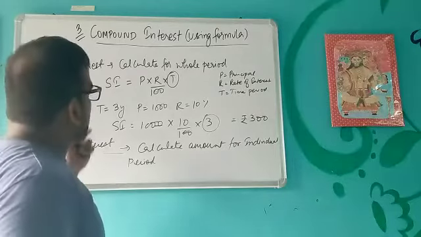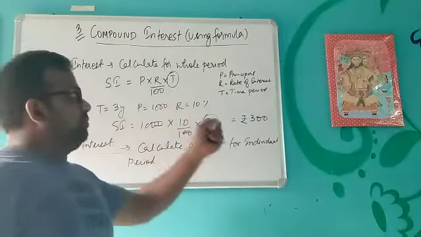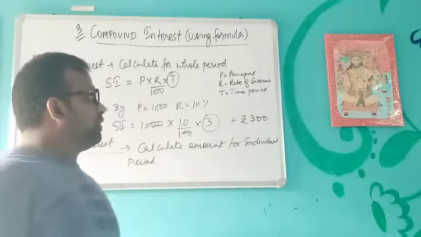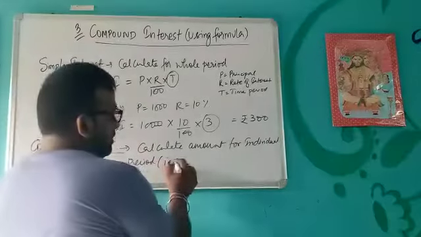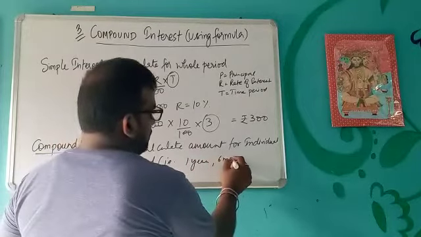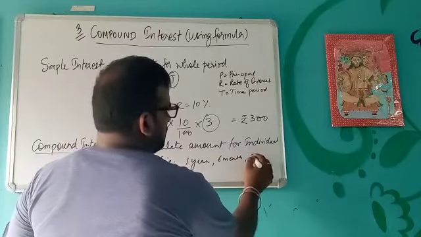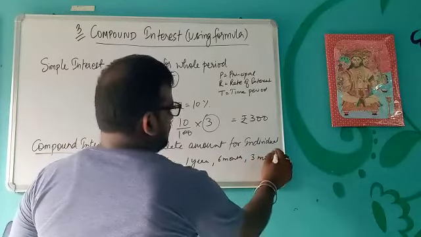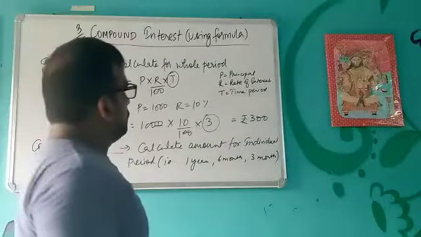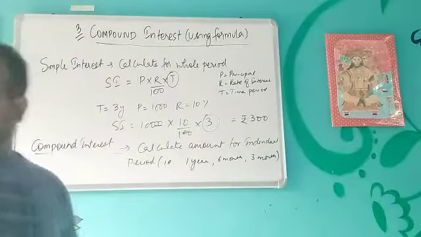So this is the difference between simple interest and compound interest. In simple interest, we take the whole time, but in compound interest, we will calculate the amount for the individual period, that is 1 year or 6 months or 4 months, 3 months, likewise whatever our problem asks us to do. So compound interest problems can be solved by using two methods.